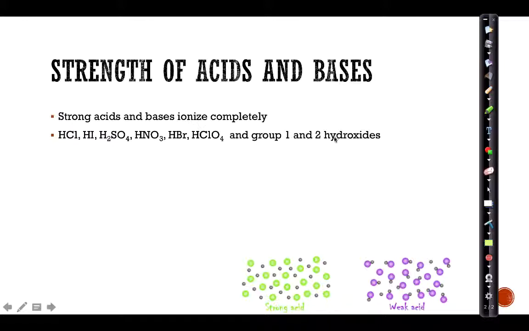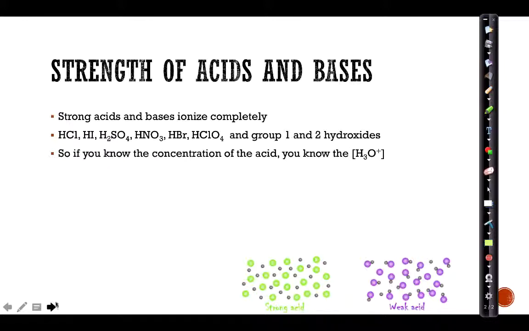Group 1 and group 2 hydroxides will be strong bases. So something like sodium hydroxide or barium hydroxide. Those will create strong bases and ionize completely when you put it into water. So I would not have any more sodium hydroxide molecules intact, or formula units. I wouldn't have any more of those in the solution. I should just have sodium ions and hydroxide ions.